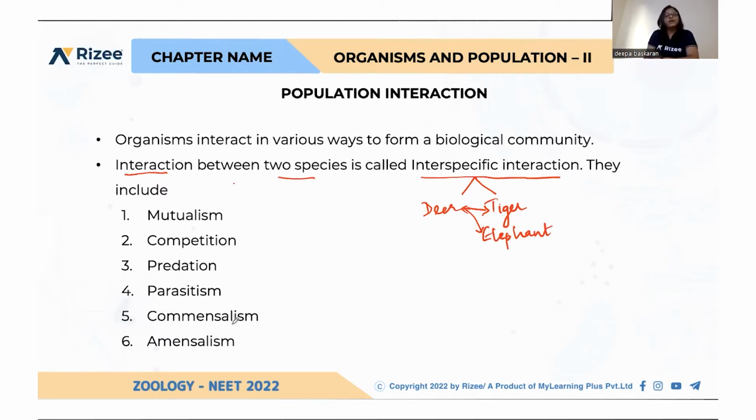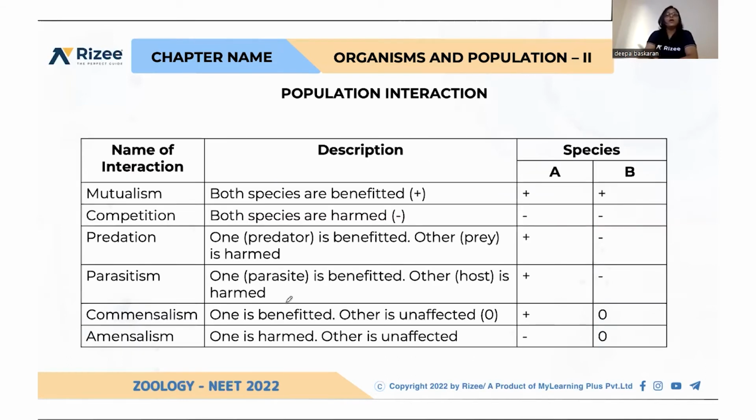And there are different kinds of interactions existing in the given habitat between different populations. So first one is mutualism, competition, predation, parasitism, commensalism, amensalism. So six interactions you are going to learn, and this is very much important. Based on this table, you can expect questions.